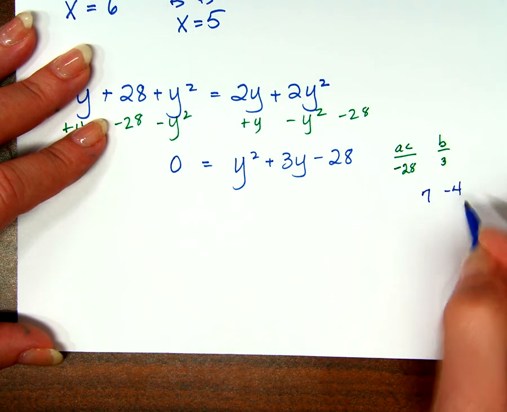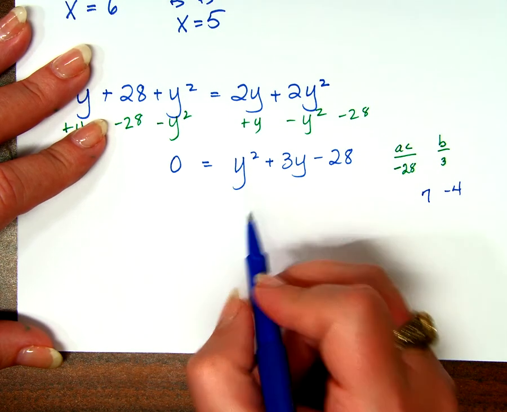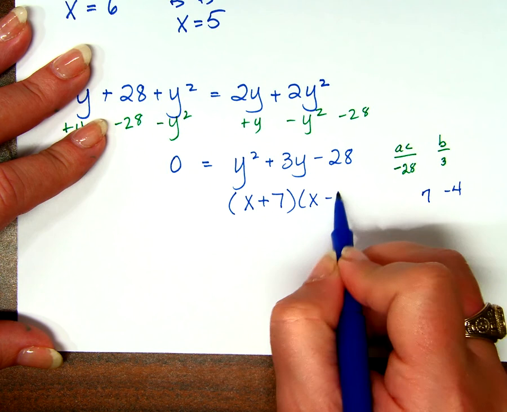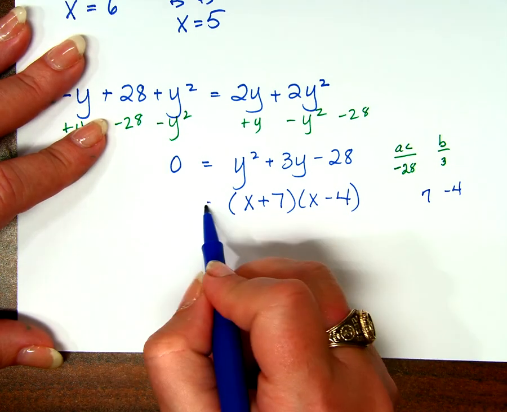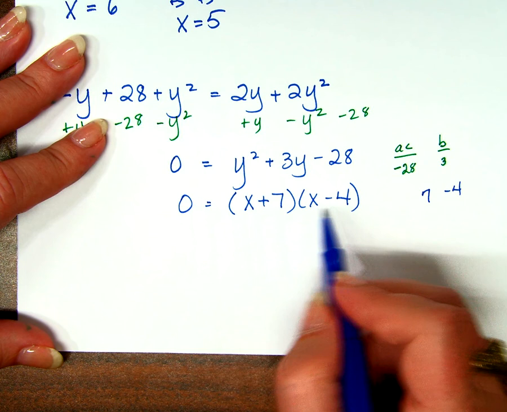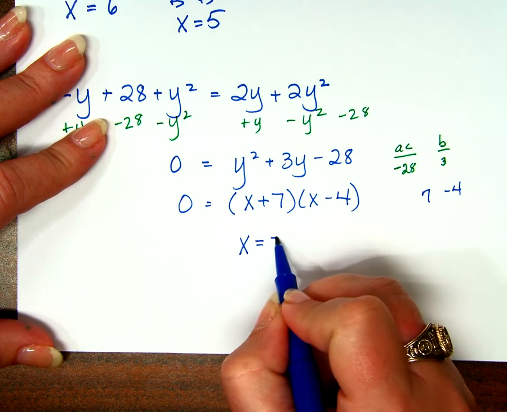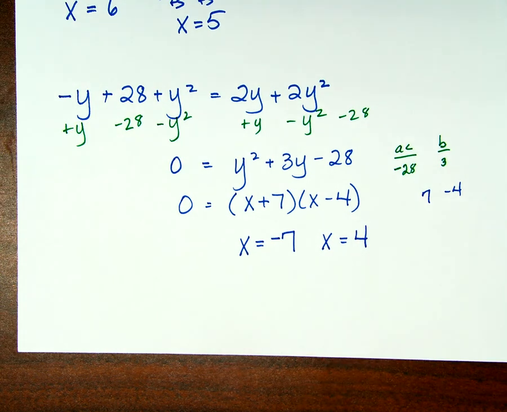7 and negative 4. That's exactly right. Once again, because my leading coefficient is 1, I can go straight to my factors. y plus 7, y minus 4. Zero product property tells me I can set both of these equal to 0. So y equals negative 7 and y equals 4.